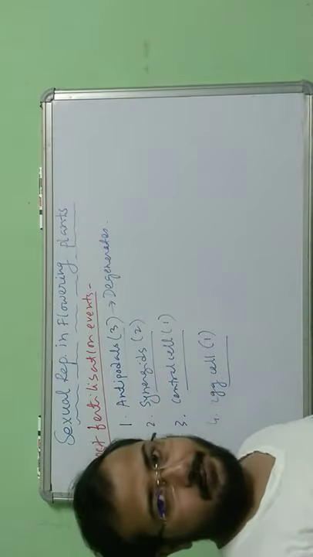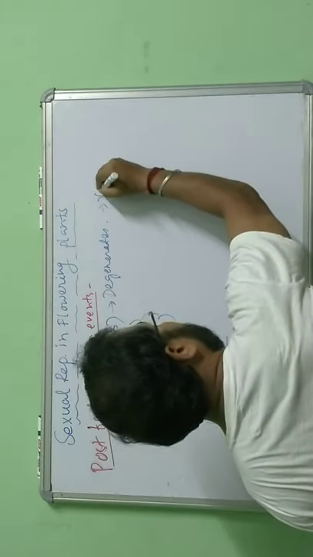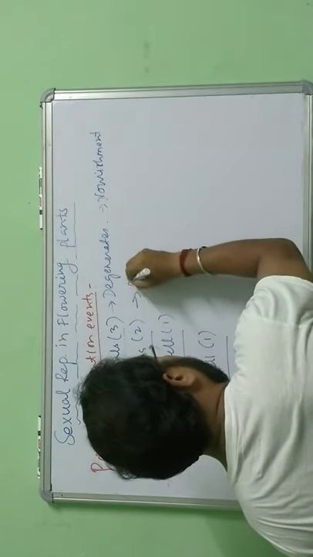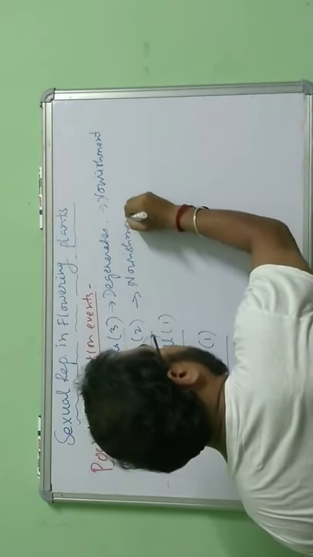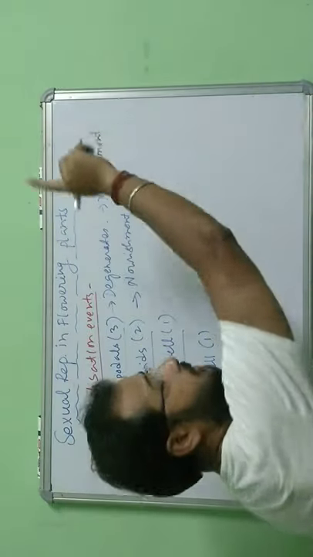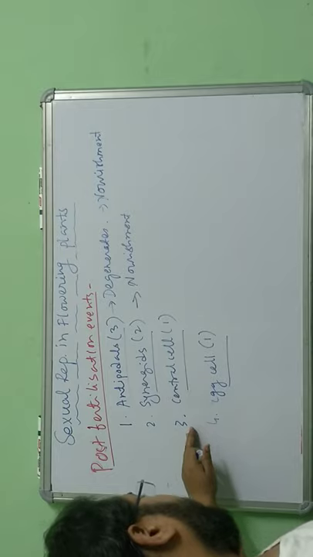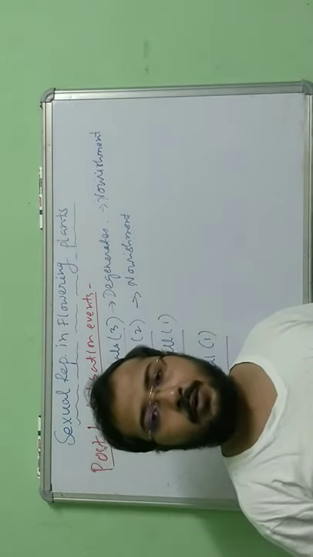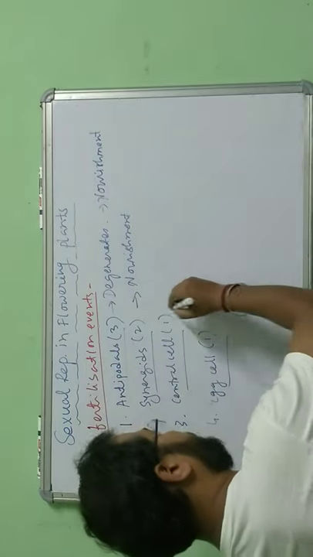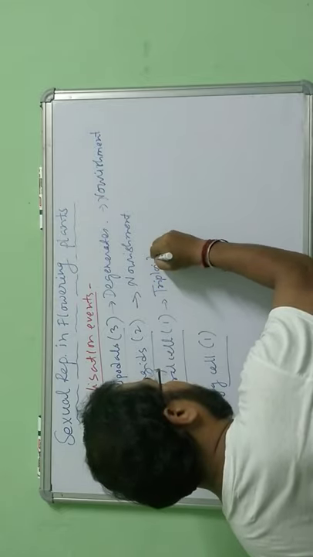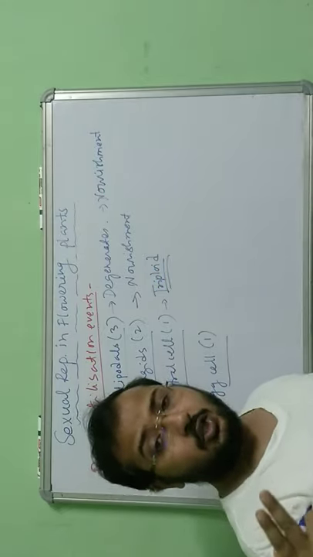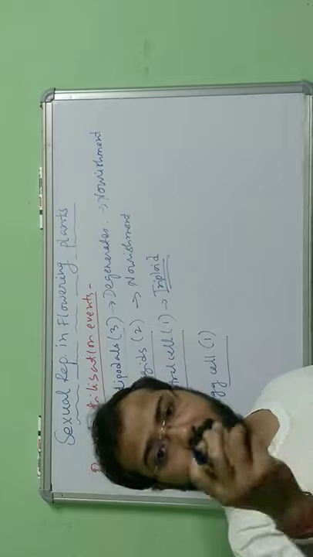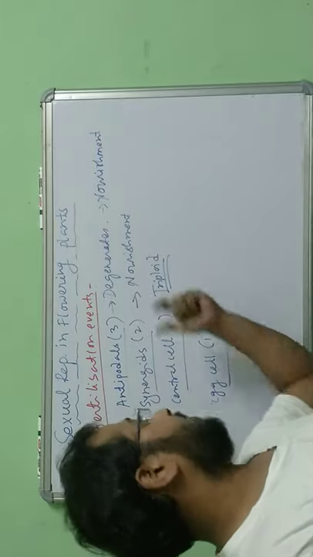Number 3, central cell. Let's write here, in short, nourishment. Its function is also nourishment to the growing embryo. Now I am going to talk about the central cell and the egg cell. Let's talk about the central cell first. If you remember, there was a structure called the triploid structure. Let's write here, triploid structure, which we have seen as a result of triple fusion. Two nuclei were already inside the central cell, and one male gamete carried one nucleus, so they fused, three nuclei, and that's how the triploid structure comes.